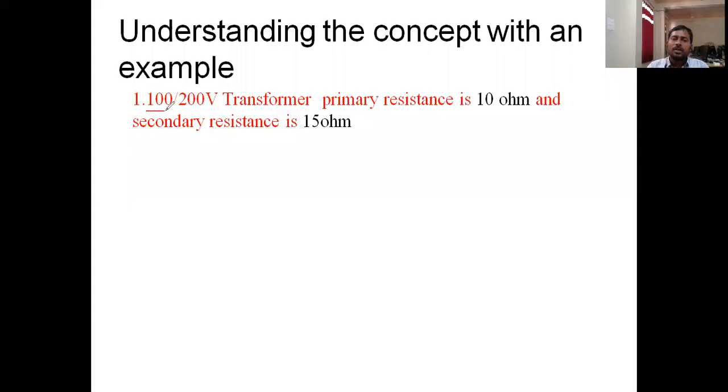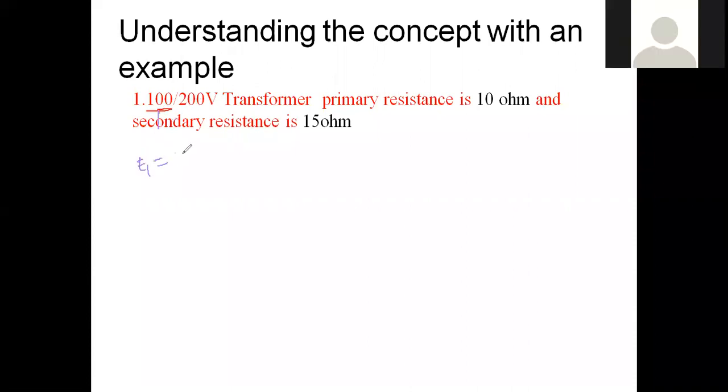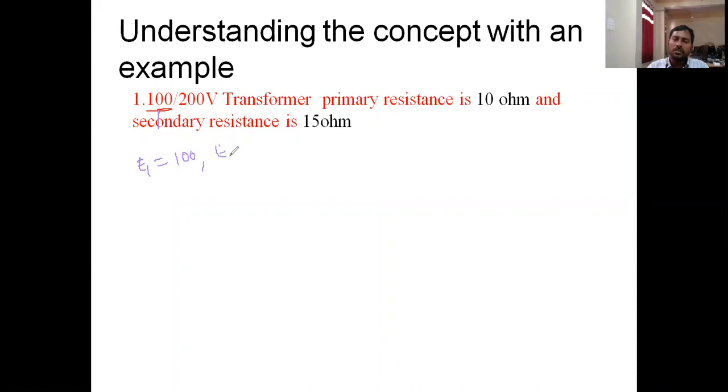So this is a primary induced EMF, and E1 is how much? E1 is 100, E2 is 200 volts, R1 is 10 ohms, and R2 is 15 ohms. This is the question. This is the transformer.